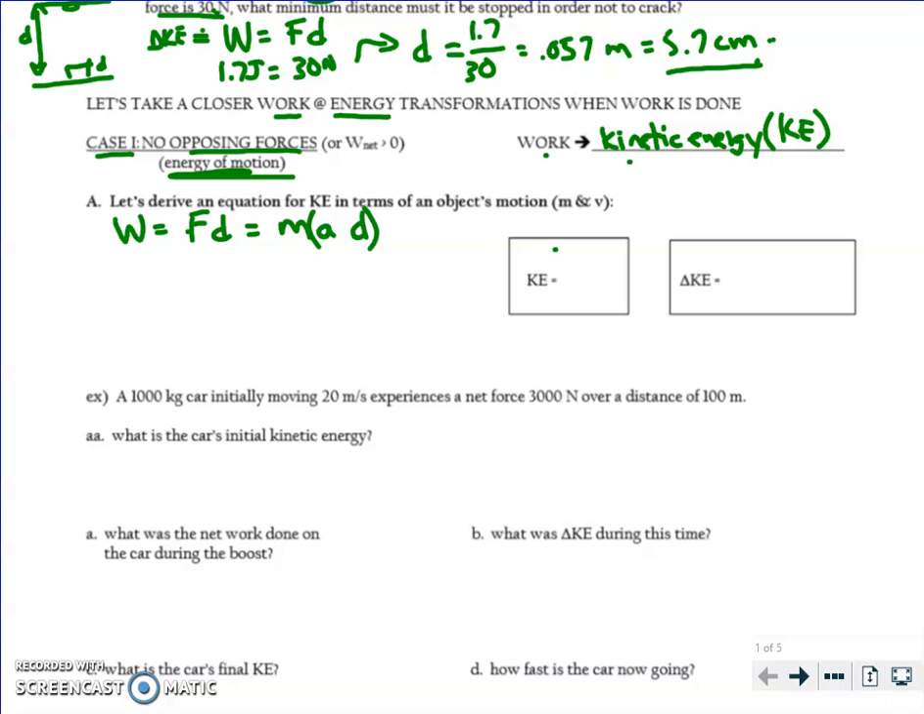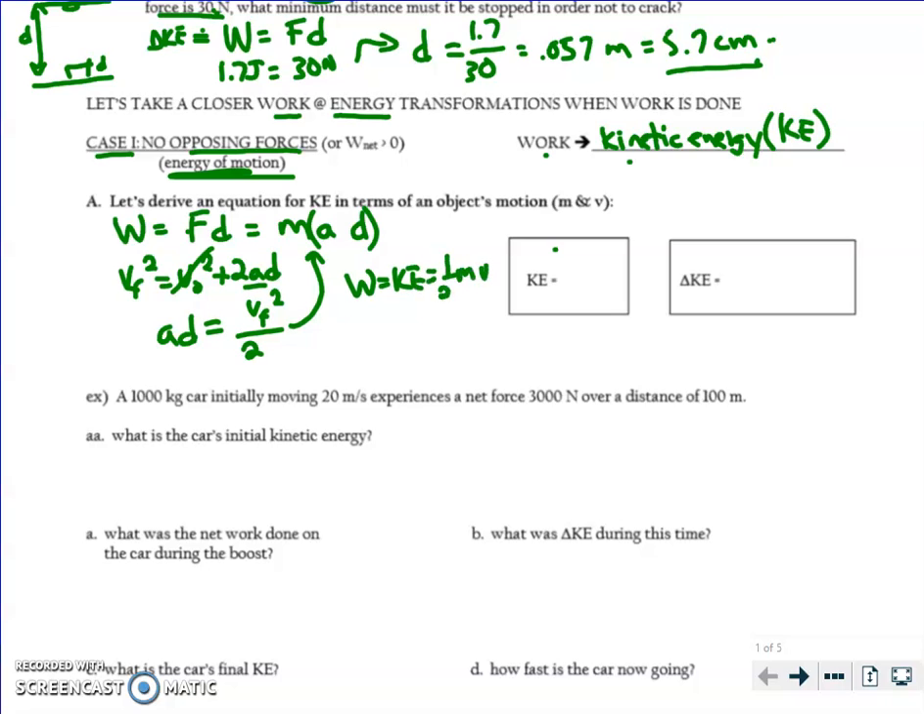Because if you recall from kinematics, there's an equation that says your final velocity squared equals your initial velocity squared plus 2 times a times d. So let's assume, just for ease of the problem, that our initial velocity is 0. So if I solve for ad, we see that a times d is equal to vf squared divided by 2. So if I put that into here, I see that the work done, which is equal to the kinetic energy, is equal to 1/2 mv squared. I'll get rid of the final velocity.